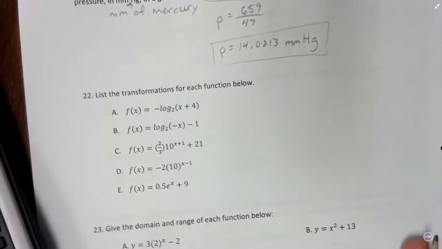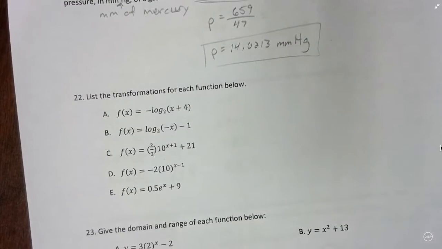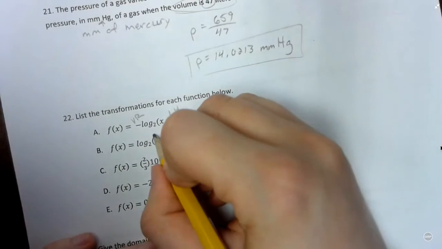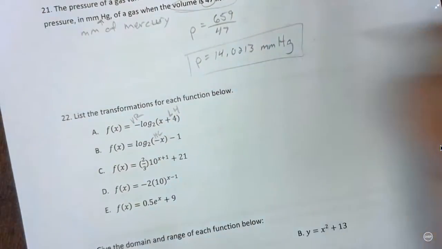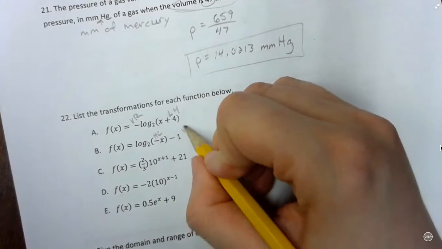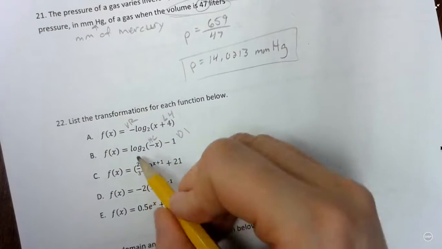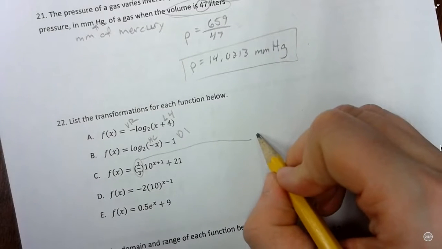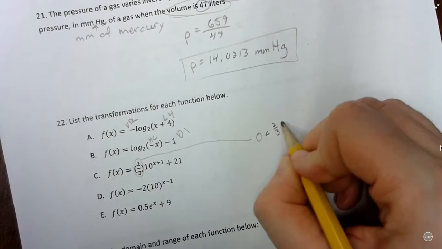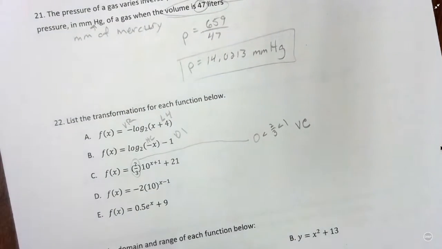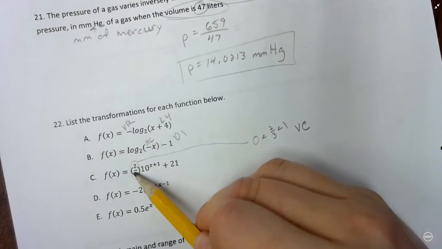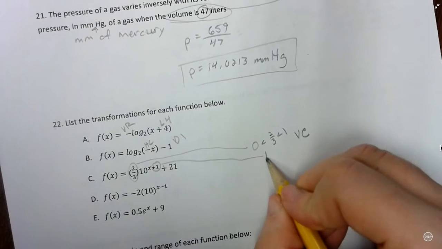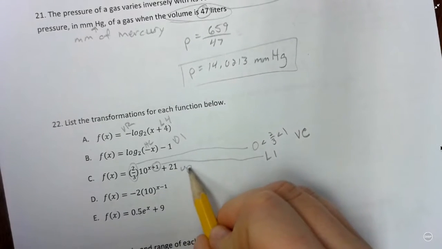That's it. Easy enough. 22, list the transformations. So we got another transformation one. So I got vertical reflection, left 4. This is a horizontal reflection, because it's inside with the x. Down 1. Now this, okay, so this is where people get confused. This is a number between 0 and 1. So 0 is less than 2/3, is less than 1. That means it's a vertical compression. So you see a fraction in front like that, it's going to be a compression, or a decimal like 0.5. And this right here is another left 1, up 21.